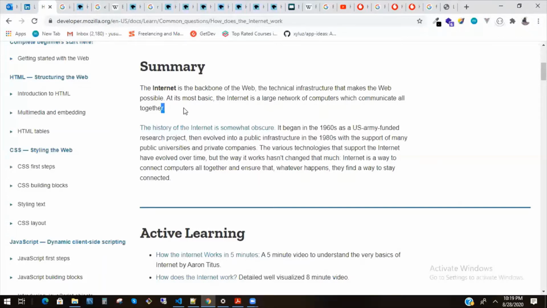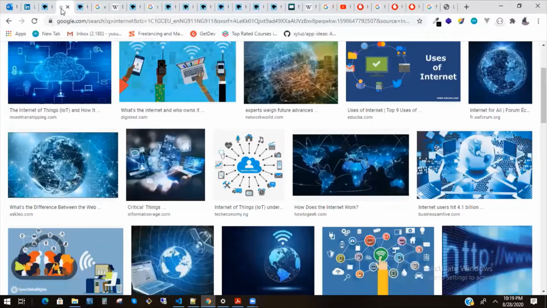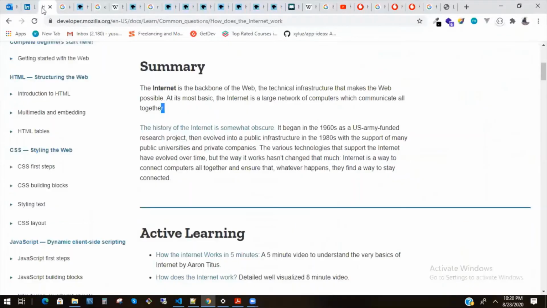So basically something like this. You can see a network of computers. When you have two computers connected together, you have a computer network. You can see a light illustration showing information being sent from one continent to another globally. Information being sent globally. So that's the internet for you.